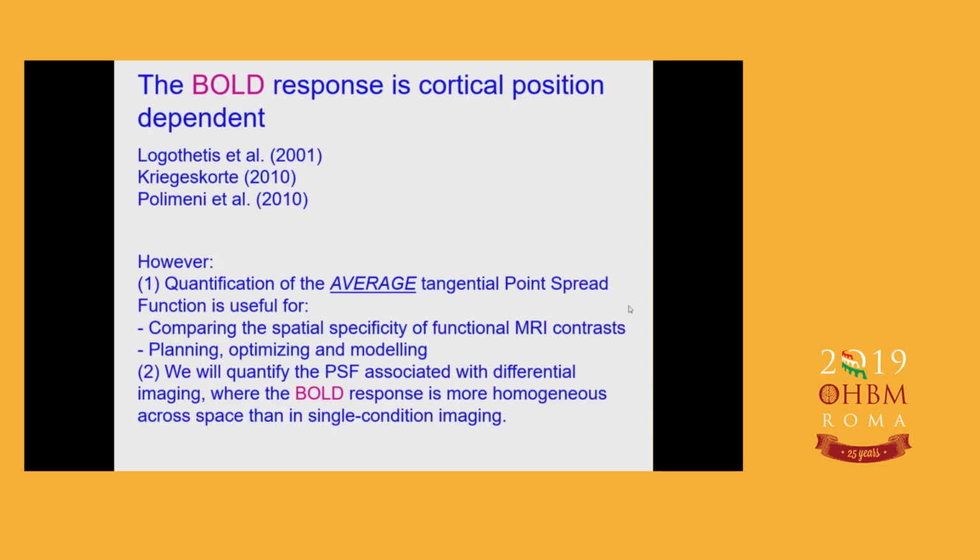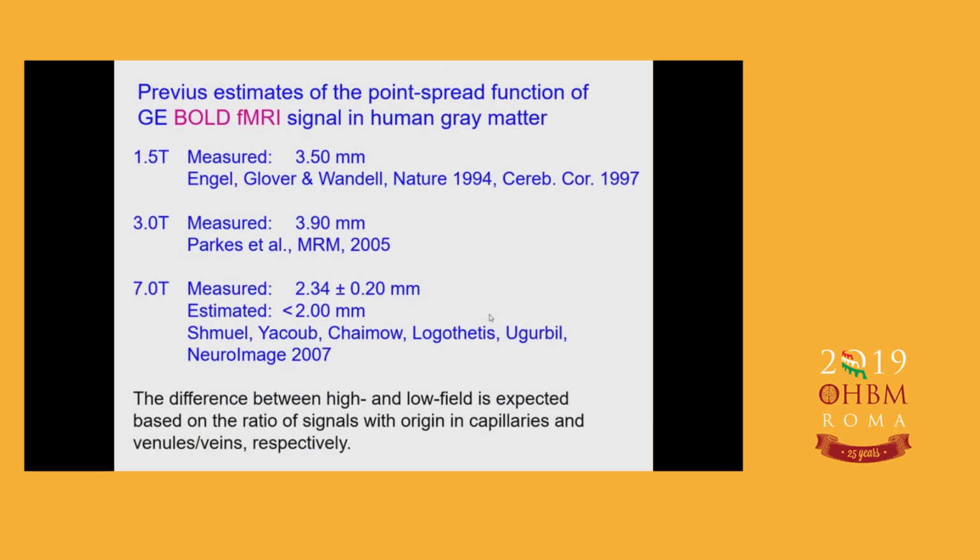Now, the BOLD response is cortical position dependent, and this raises the question: do we care about the point spread function? We do care, because quantification of the average tangential point spread function is useful for comparing the spatial specificity of functional MRI contrast and for planning, optimizing, and modeling fMRI at high resolution. In addition, we will specifically focus on the point spread function of differential imaging, of taking the difference between responses, which is more homogeneous parallel to the cortex.